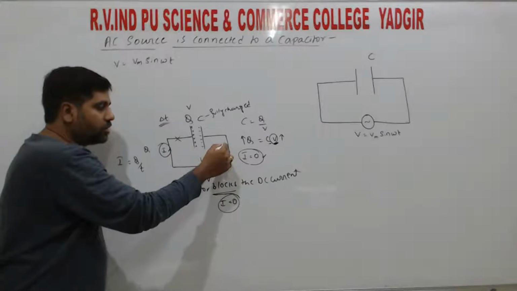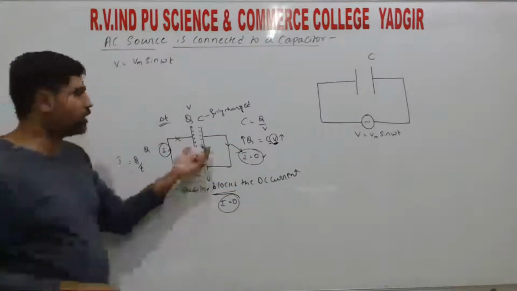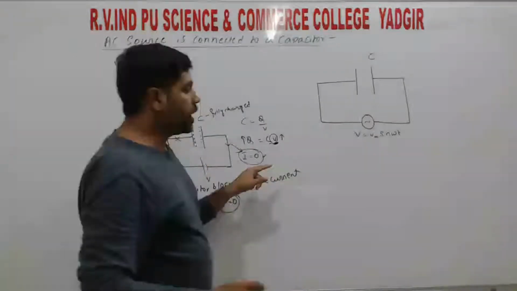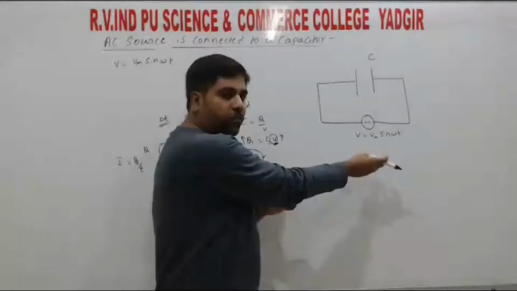So hence it restricts the current, which means the flow of current is zero, right? So this is what happens when a capacitor is connected to the DC source. But here with an AC source, AC source means alternating voltage.